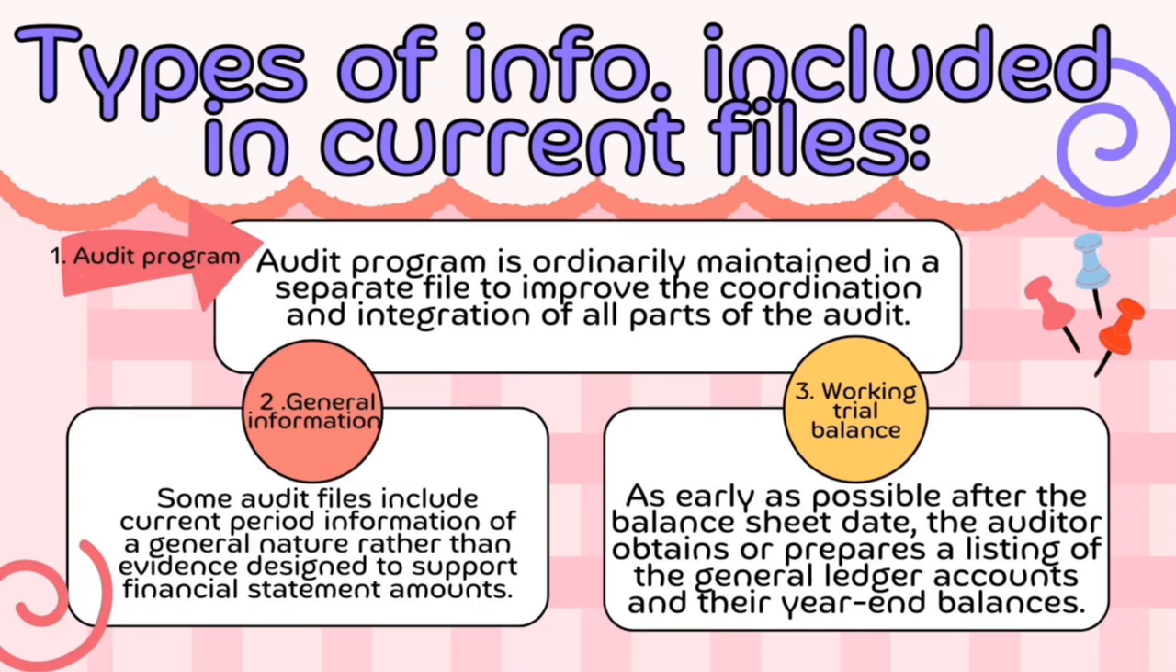The first one is audit program. Audit program is ordinarily maintained in a separate file to improve the coordination and integration of all parts of the audit. The second one is general information. Some audit files include current period information of a general nature rather than evidence designed to support financial statement amounts.